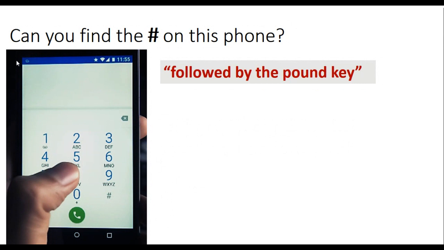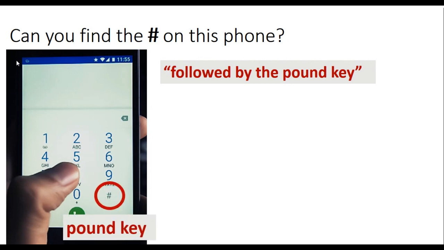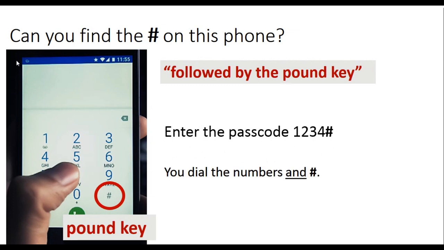Here is something you need to understand to enter the meeting. Can you find the pound key on this phone? When I call in a Webex meeting, I hear a person say, enter the numbers followed by the pound key. That's this. When you enter numbers, for example, the passcode 1234, you usually also need to enter the pound key. So that just means you dial the numbers and the pound key. Look carefully when you get instructions for how to enter the meeting.